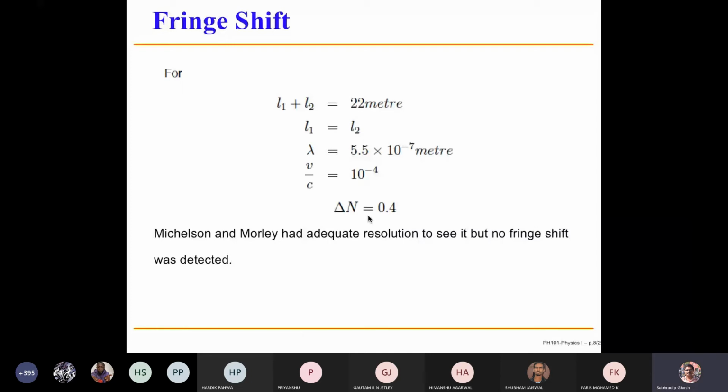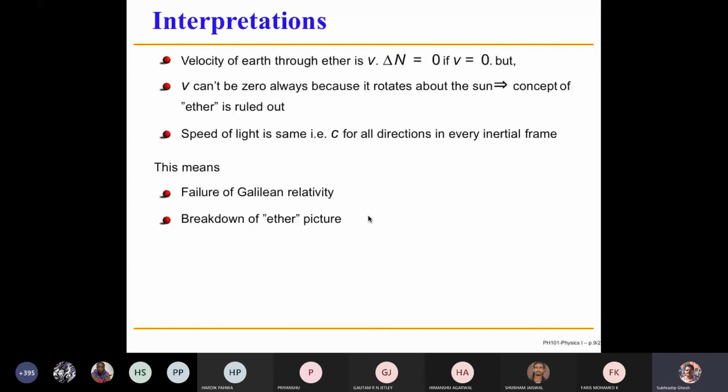So what is the interpretation? How could I understand this null result? See, the apparatus moves with a speed v through the ether. That was our starting premise, that this is actually what is happening. And we wanted to detect this ether frame or prove the existence of this ether frame through this experiment.